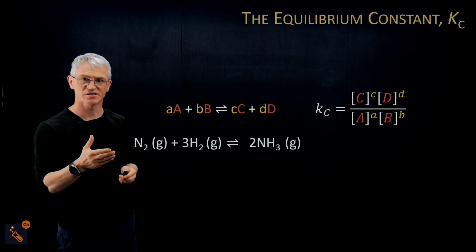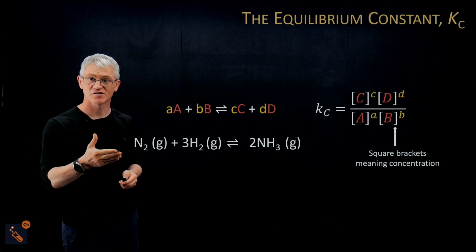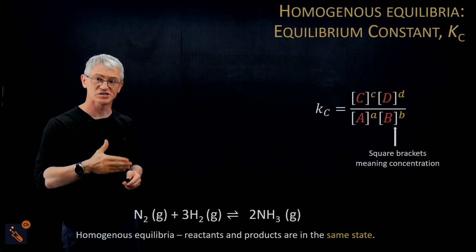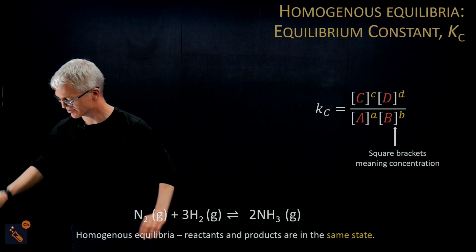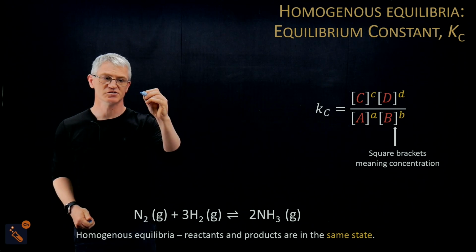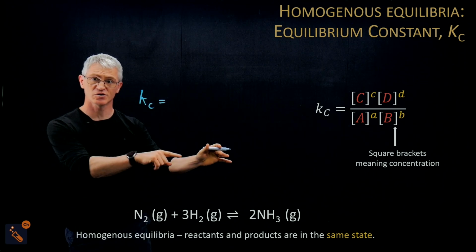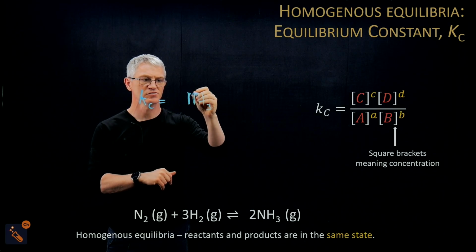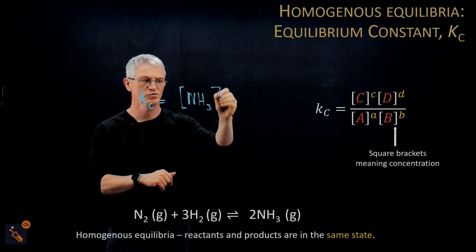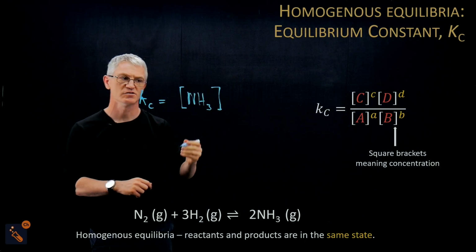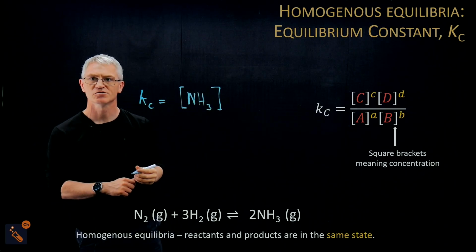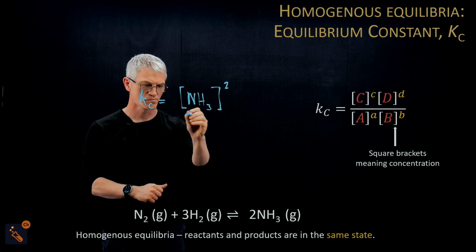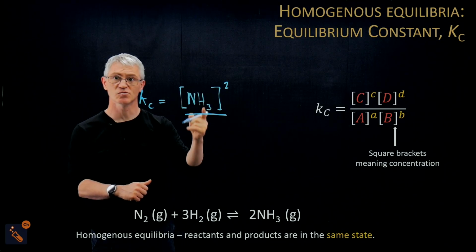So here you have a homogeneous equilibrium, and I'm going to quickly write out the actual expression. It would be Kc. We go for the products. The products are NH3, in square brackets, really important. We look at the number, which is 2, so therefore we have the power of 2. Divide that. We've only got one product, so we leave that like that.